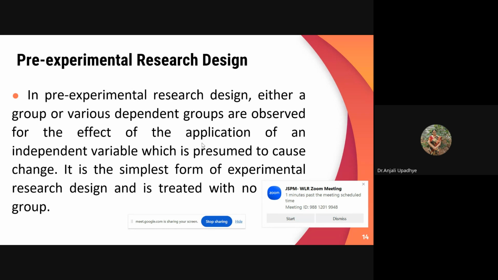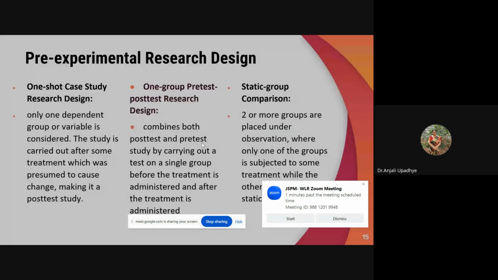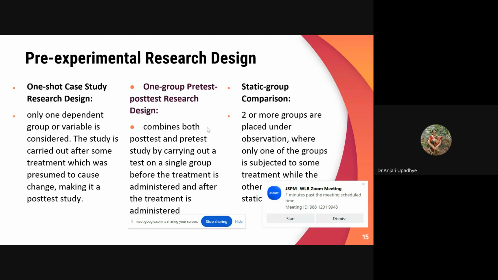Yesterday, I told you that pre-experimental designs come with laboratories, maybe animal houses, or maybe a simulation method. The pre-experimental research design gives you the one-shot case study, meaning we observe only one variable, one dependent group, where we cause the change. Then there is the one-group pretest-posttest study, meaning a single group is studied before the treatment and after the treatment.